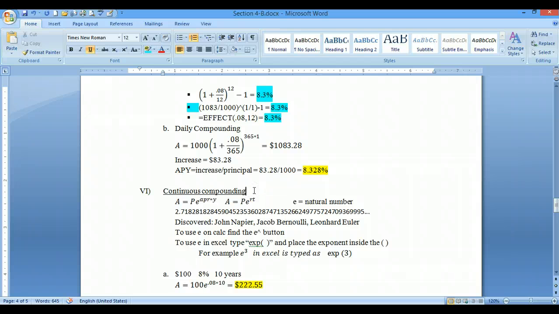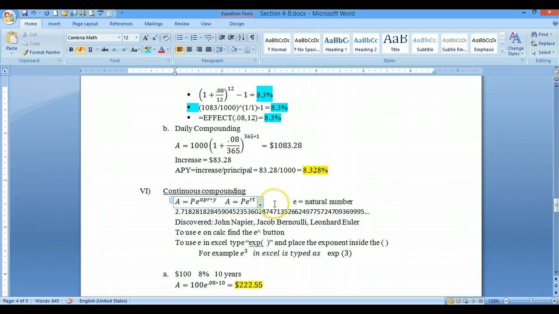It just keeps going. And that's when we get into our new formula that uses a totally new number called the natural number, E, because there's no way to type in all of these numbers. It just happens. So I have A, the final amount, equals the principal times E, the natural number, raised to the APR times Y.